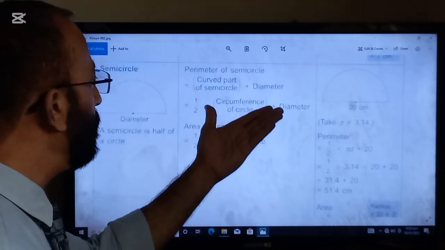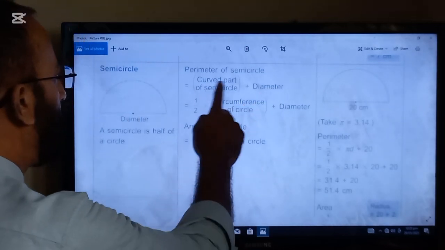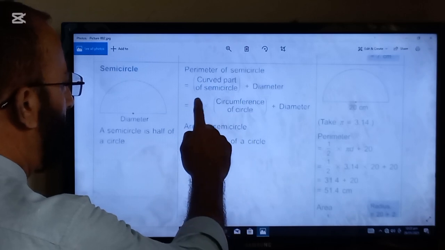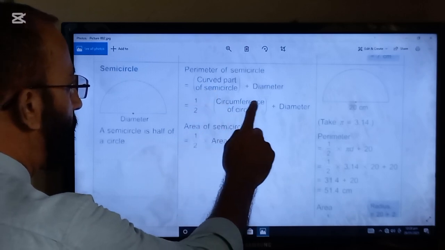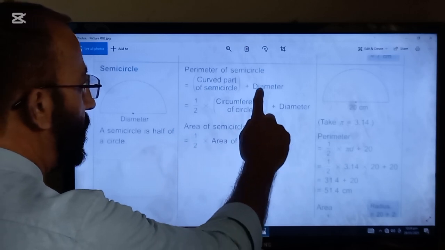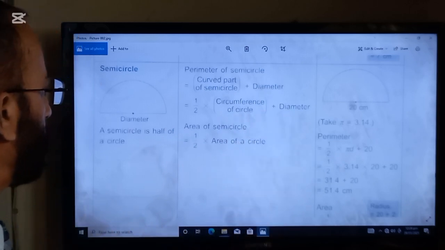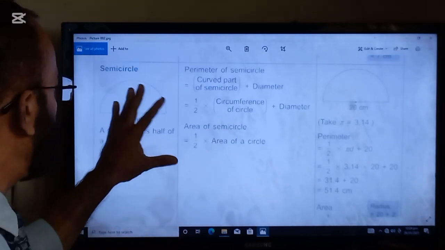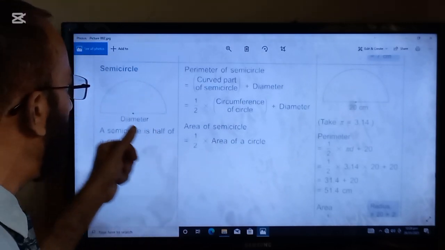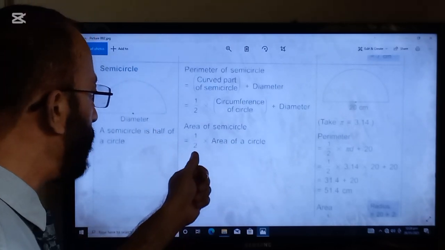And now we will put the values into it. So curved part of the semicircle, that will be, because semi is 1 by 2, and circle, that is circumference of the circle, plus diameter will remain as it is. And area of the semicircle is, because this is half of the full circle, so that's why area of the circle divided by 2.